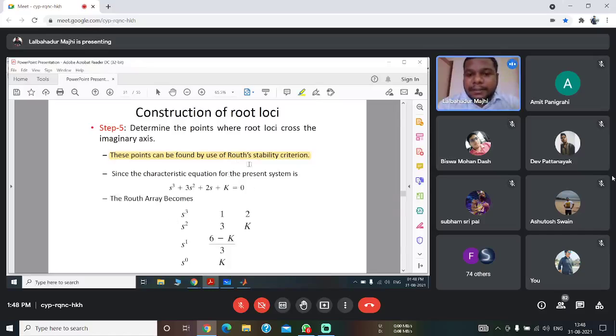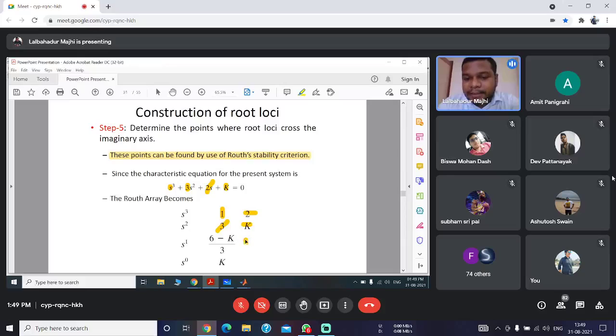So to use the Routh table, we have to first determine the characteristic equation from the transfer function. So it is s cube plus 3s square plus 2s plus k equal to 0. Then we have to form this Routh array, right? S cube: this is 1 and this is 2. Similarly, 3 and k. So it will be 3 into 2, 6 minus 1 into k, divided by 3. There is 0 here, all are 0, so we don't have to calculate for it.